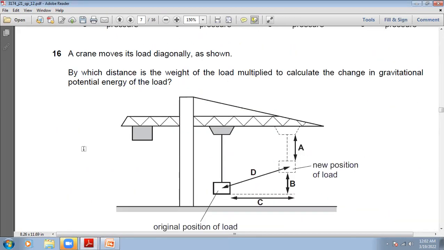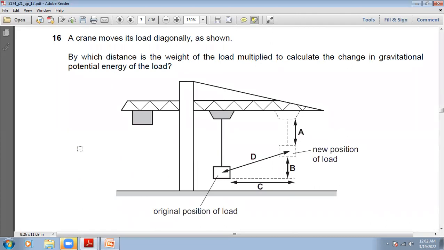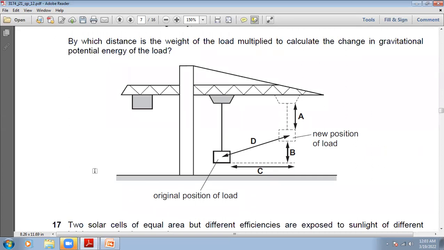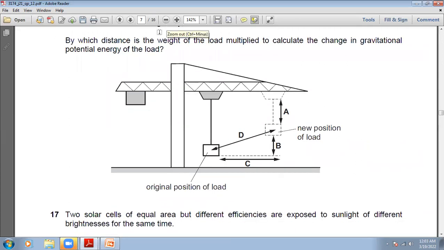Okay, so let's move to the next part. He says a crane moves its load diagonally. So this crane is basically lifting the load from here, and this moves here, and this also moves upward. So the load has moved diagonally. It has covered some vertical distance, and it also has covered some horizontal distance.